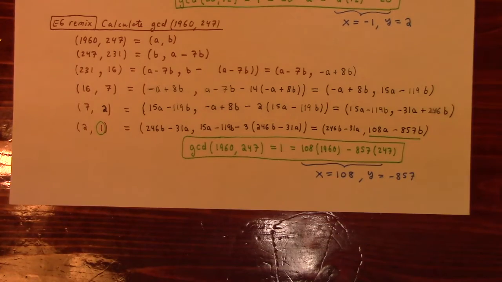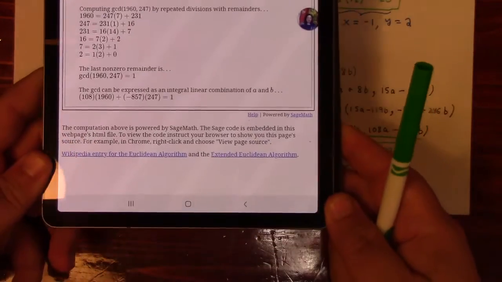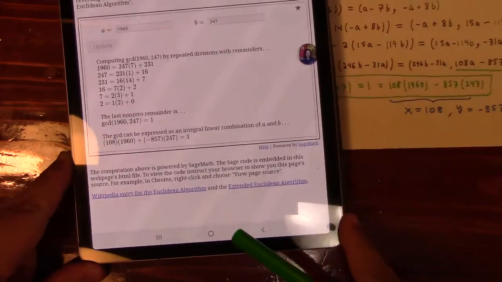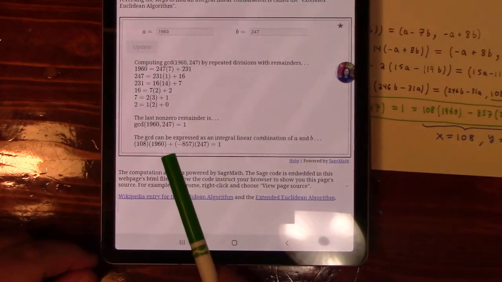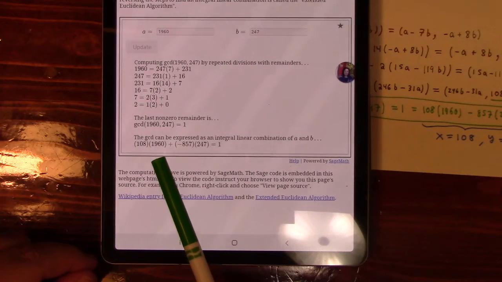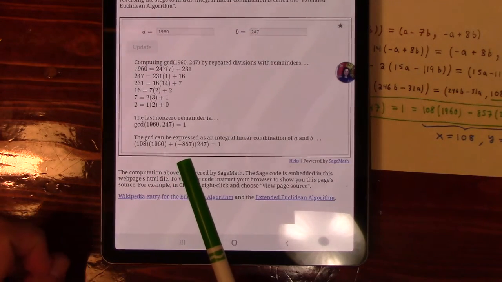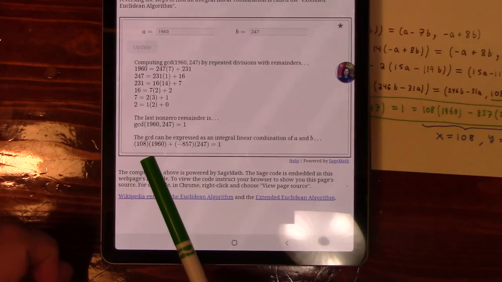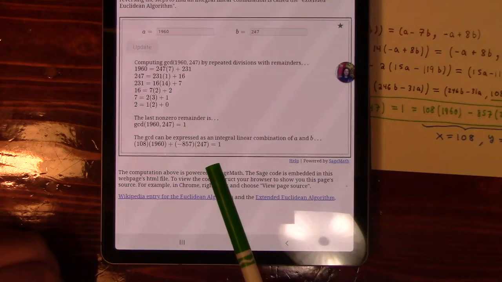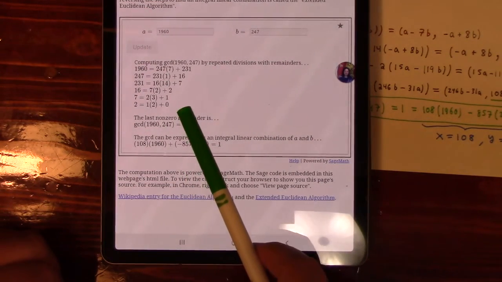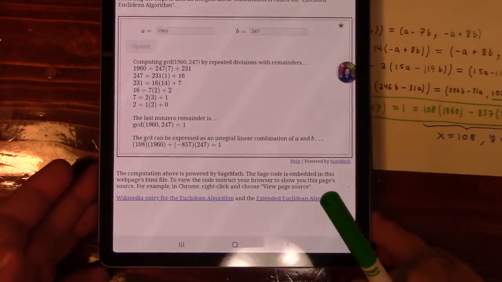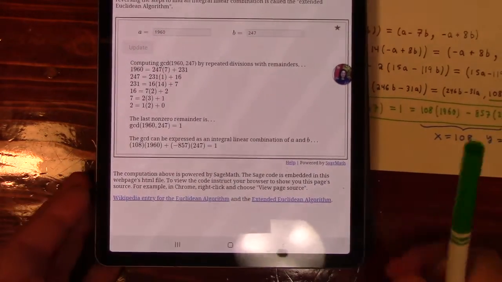One of the other very nice things about my brother's website that I mentioned last time is that you notice what he has here for us as well. Right there, see that? 108 times 1960 plus minus 857 times 247 equals 1. So he has an integer linear combination that comes from reverse substituting these equations, which I would argue is better calculated from this vector Euclidean algorithm I'm sharing with you. But you can, again, check your answers here.